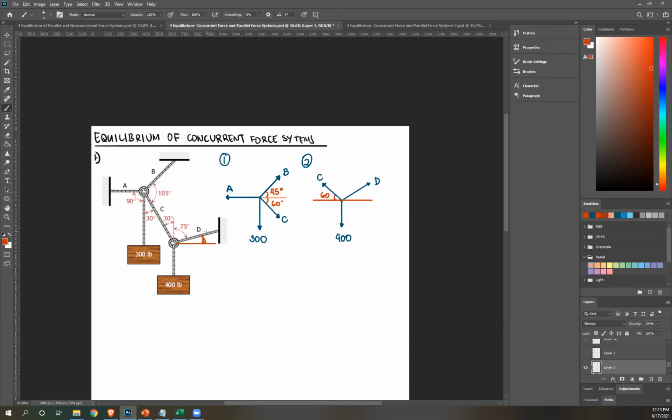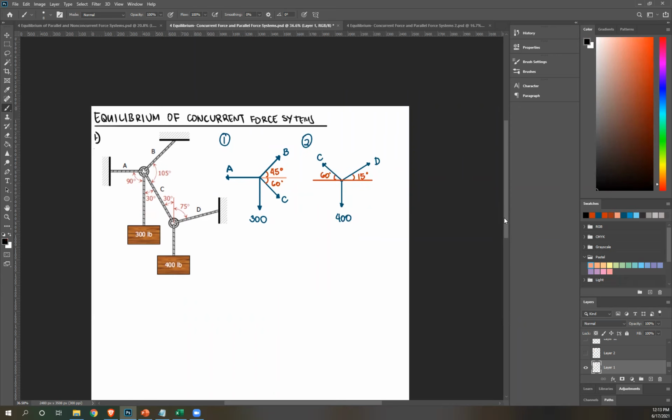As you can see, the angle from the vertical axis of chord B is 75. Once again, this is 90 degrees, x and y axis. So 90 minus 75, that's how I'll get this angle. 90 minus 75 is 15. So this is 15 degrees. And that is my free body diagrams.